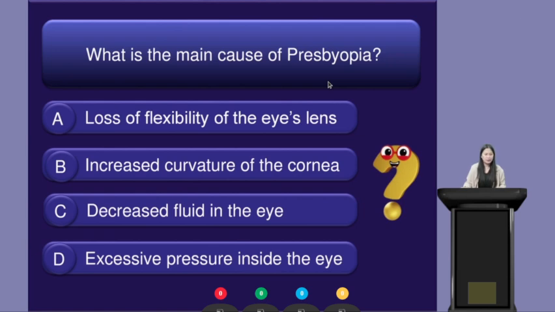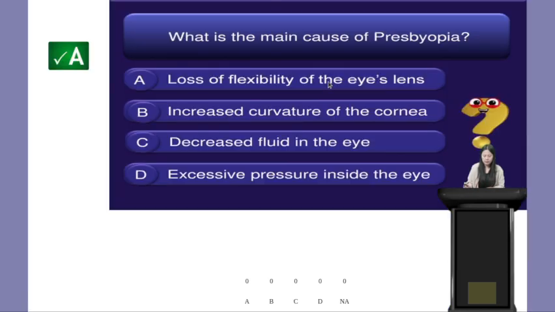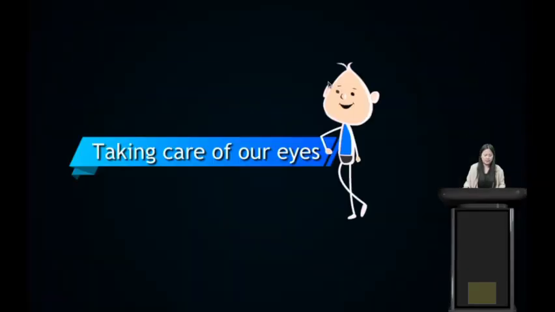Alright students, your time is up, and yes, very good. The correct answer for this question is option A, that is loss of flexibility of the eye lens. The main cause of presbyopia is loss of flexibility of the eye lens. Very good.